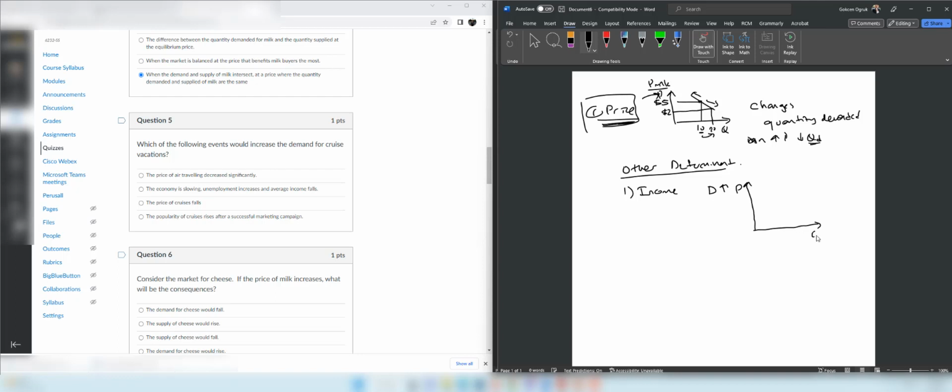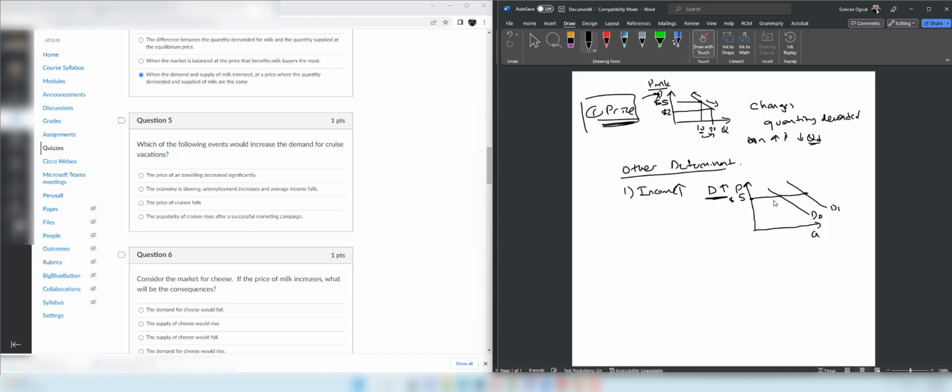So here we have price, here we have quantity. So when the income is rising, people buy more, then the demand curve is going to shift to the right. This is the new demand curve, this is the old demand curve. So what happens is that at every price, people buy more, okay?